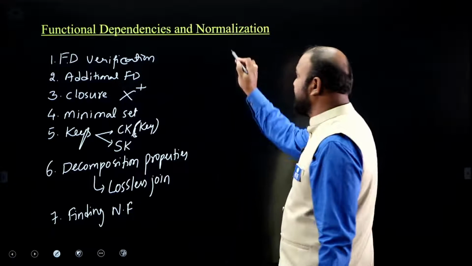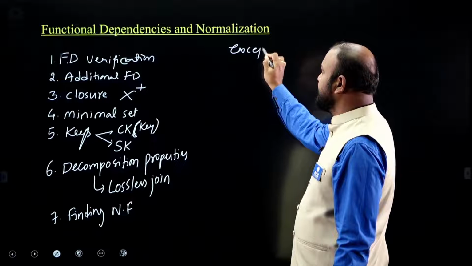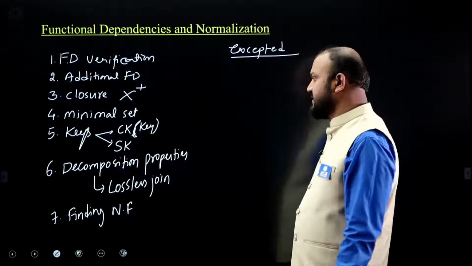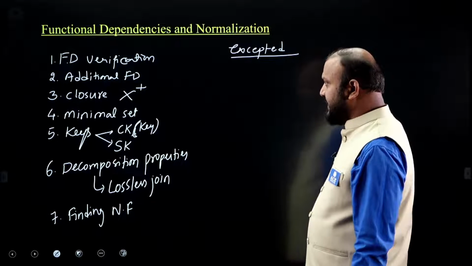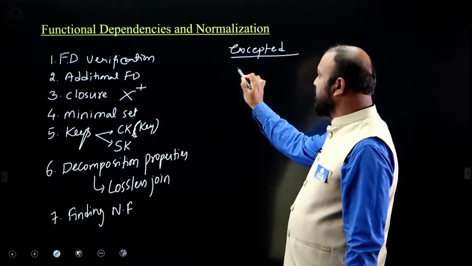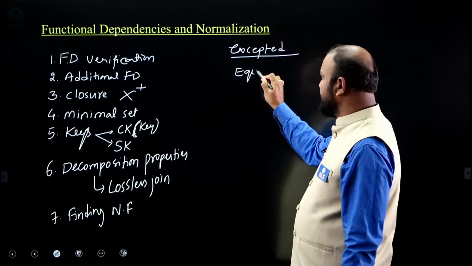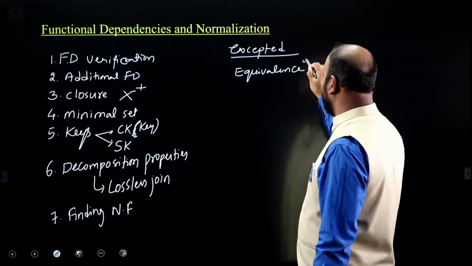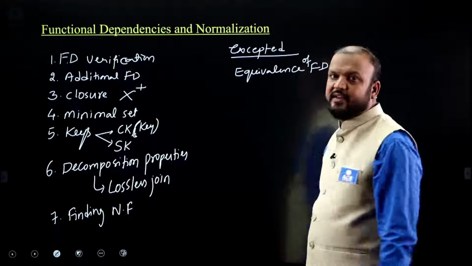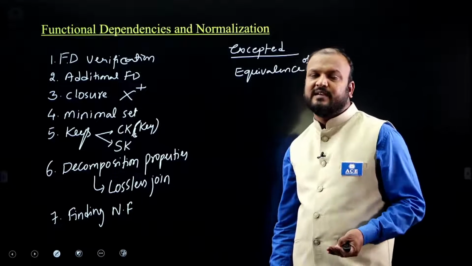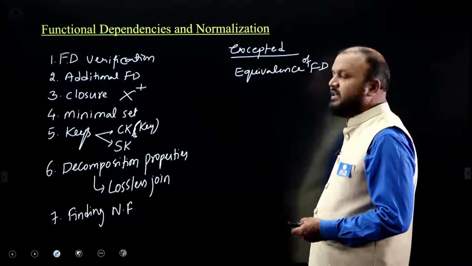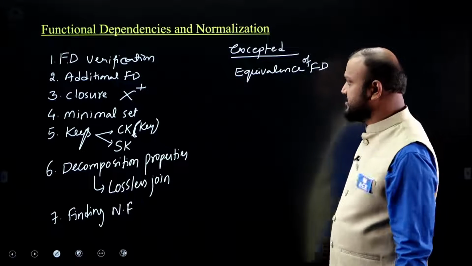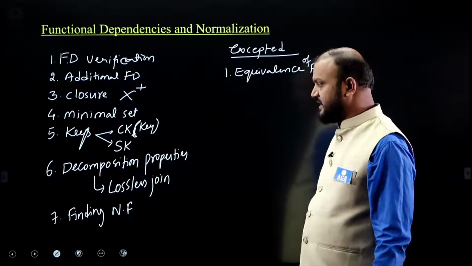Now coming to expected topics. What is expected from functional dependencies and normalization? The expected topic is equivalence of functional dependencies. So far no question is given on equivalence. You may expect a question on equivalence of functional dependencies. Means you may be given 1, 2 or 3 sets of dependencies and asked to find which dependency sets are equal or not equal. That kind of questions you can expect. This is one question expected.